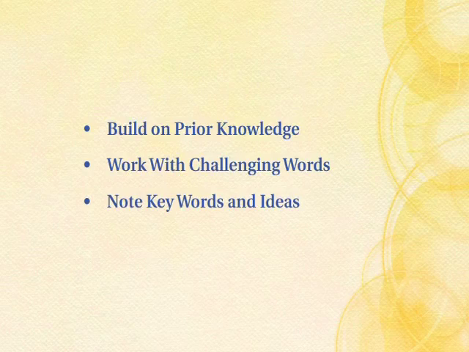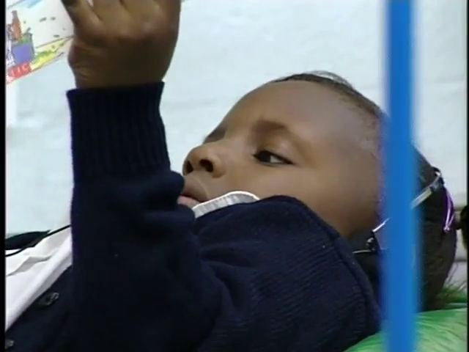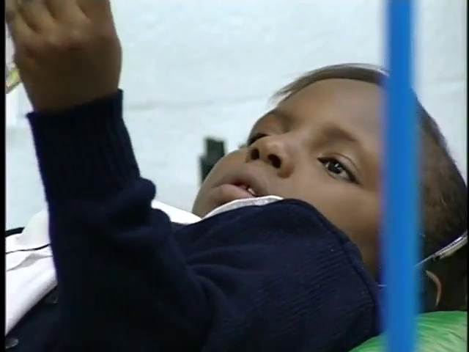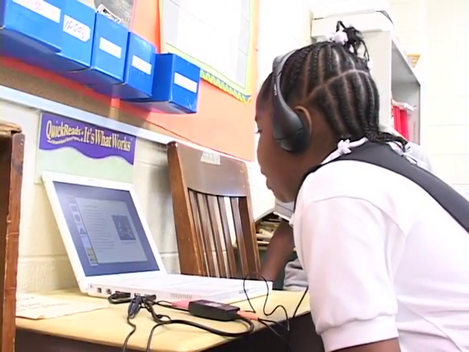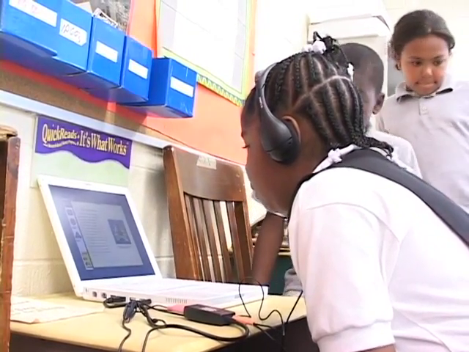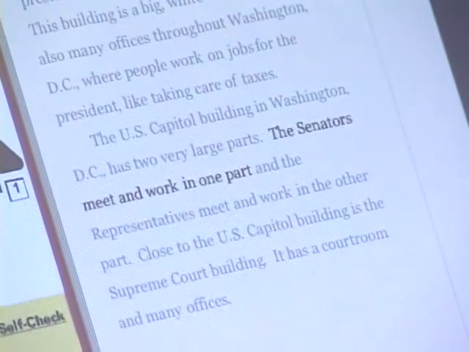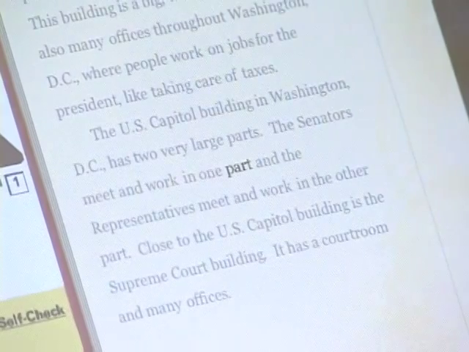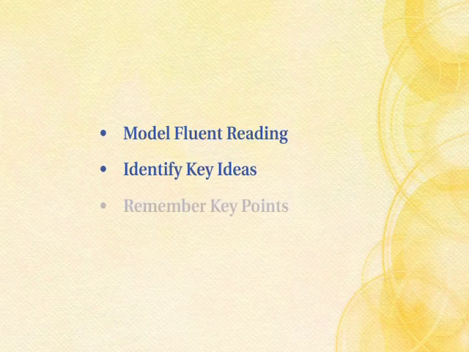During the second read, students listen to and follow along with a fluent reading of the passage. In the print program, students can listen to an audio recording. The technology edition also allows students to listen to the passages read aloud. After listening, students think about what the author wants them to remember. The goals of the second read are to help students follow a model of a fluent reading, identify the key ideas of the passage, and remember key points by noting words and ideas.